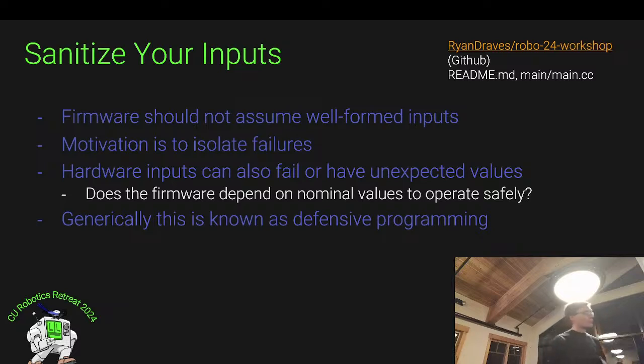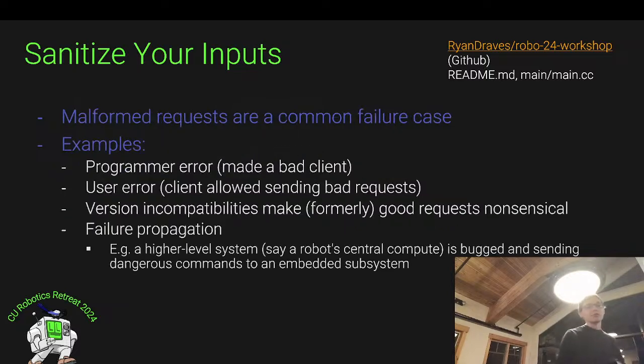So one way that this is typically known is as defensive programming, as a broader practice. And you might ask yourself the question: am I assuming good values in order to operate safely? If we look at some examples here, a common failure case might be a programmer error. Let's say the bad client that I made is sending requests too fast. Or user error: maybe my client is neutral, doesn't lean one way or the other in badness, but the user is still allowed to do bad things if they don't know better.